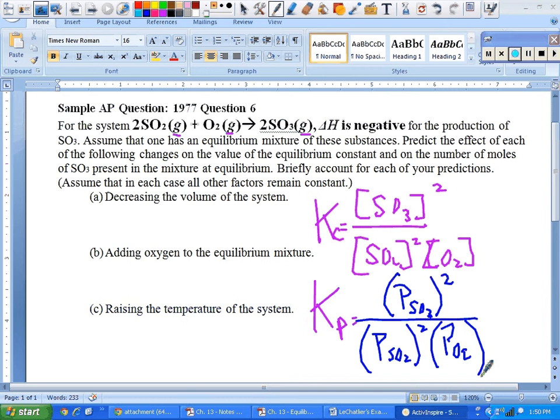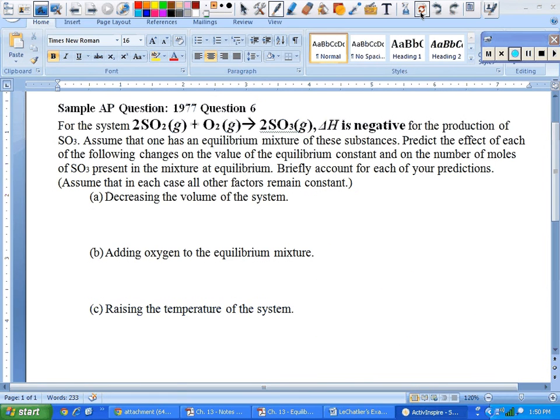Now, briefly account for your prediction. So I'm going to write a bunch of stuff in and explain, because they're not just going to want to know how do you shift right or left. No, multiple choice, yes, but for your response, justify, explain, predict, use words. Now I'm going to kind of do a shorthand. You need to do this longhand version.